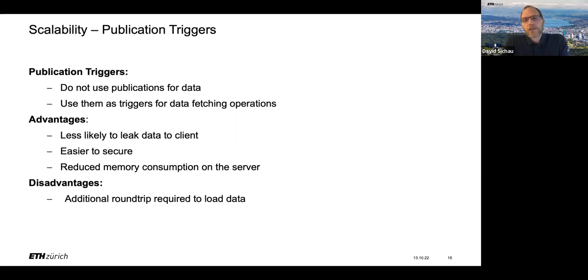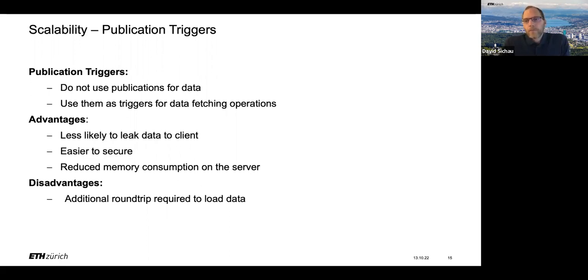For the scalability challenges, I picked our publication triggers, which are based on the publications of Meteor. In the beginning, you just use your publications and get all the data to the client. After some time, you really see you get scalability problems. And then we decided to use these publications not for fetching data, but instead for fetching some small amounts of data, normally just a date field and some collection with a single field, and use them as triggers for data fetching operations.